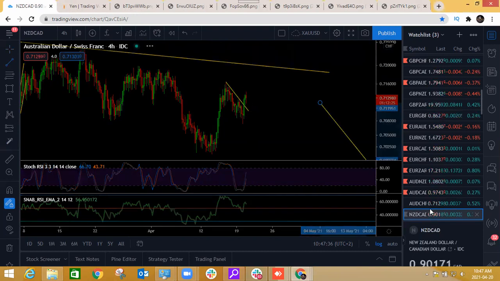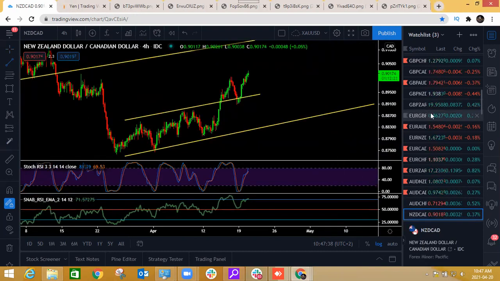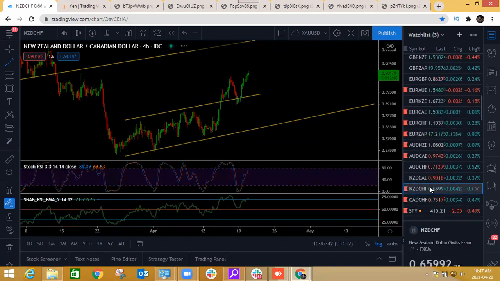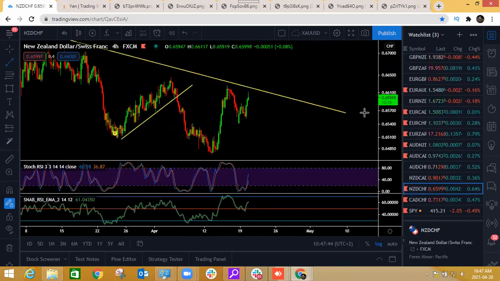New Zealand CAD. No new trade setup there. New Zealand Chief. Nothing here either. 3 waves up. We're looking for this to come down.